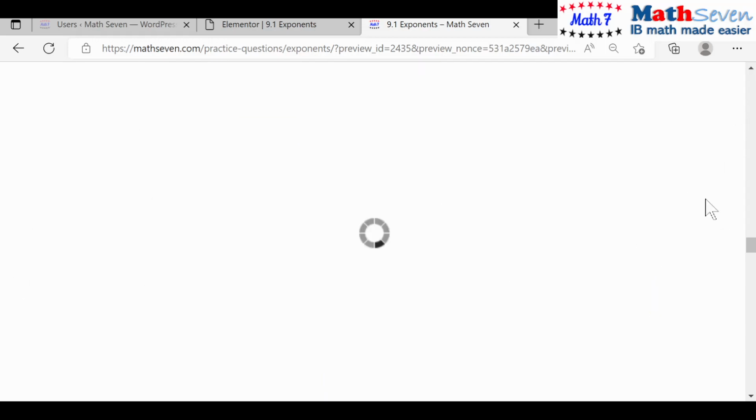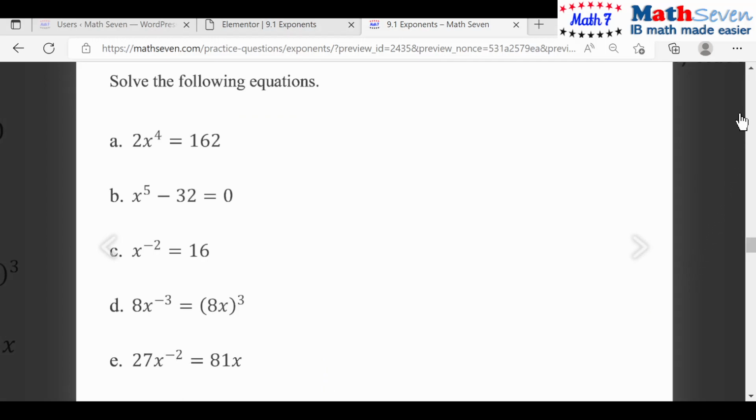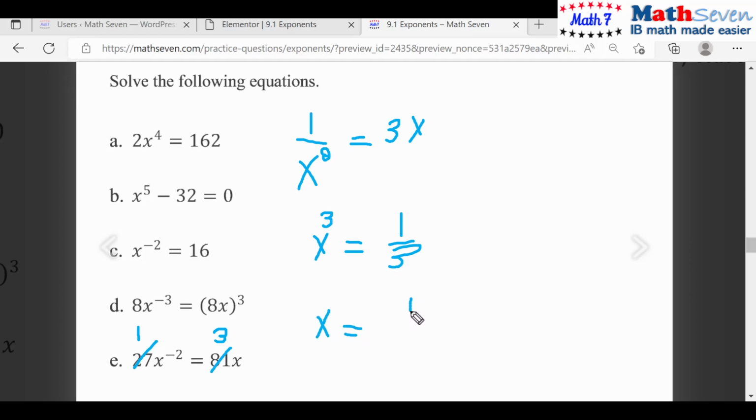Now for the last part, part E. First of all, you can simplify: 1 divided by 27 is 3. So 1 over x squared equals 3x. Cross multiply, that means x cubed equals 1 over 3. Take the cube root. That means x equals 1 over the cube root of 3. Done. Or if you want, you can raise it to the power of 1 over 3, the same thing.